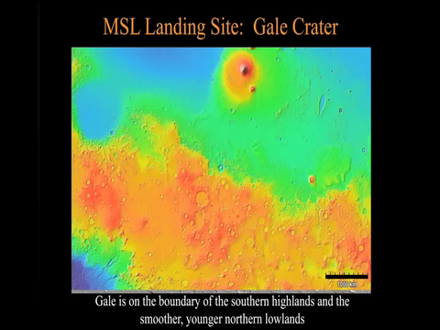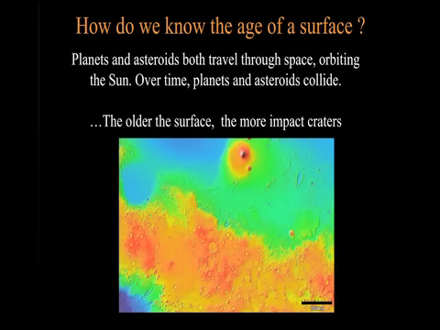Now, Gale sits on the very boundary of the northern lowlands, which are smooth. You can tell that they're lower because they've got the blue and green color in this colored digital terrain model. So it sits at the boundary of this really low region and this older, heavily cratered, rough highland region to the south. The reason I can say that the lowlands are younger than the highlands is purely due to the crater density. You can see that there are lots of impact craters on the southern terrain, but not so many on the north.